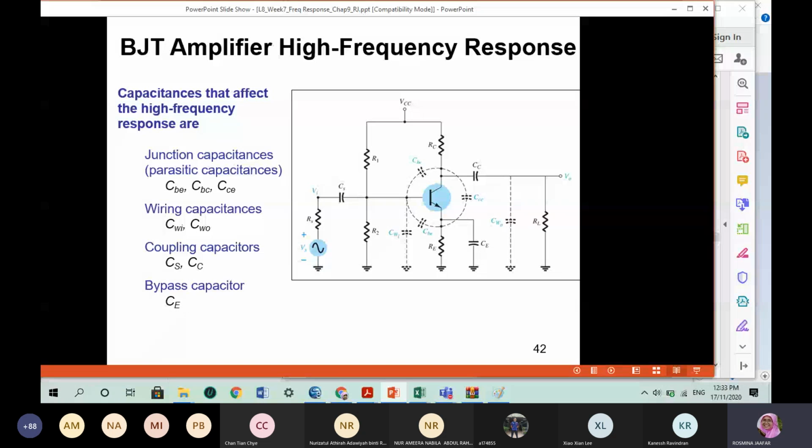So altogether, how many are there? Here there are 5 internal capacitances plus 3 external capacitors, the coupling and the bypass. So altogether, you have 8 capacitors to consider: 1, 2, 3, 4, 5, 6, 7, 8. So it will be difficult to handle when you have so many capacitors.